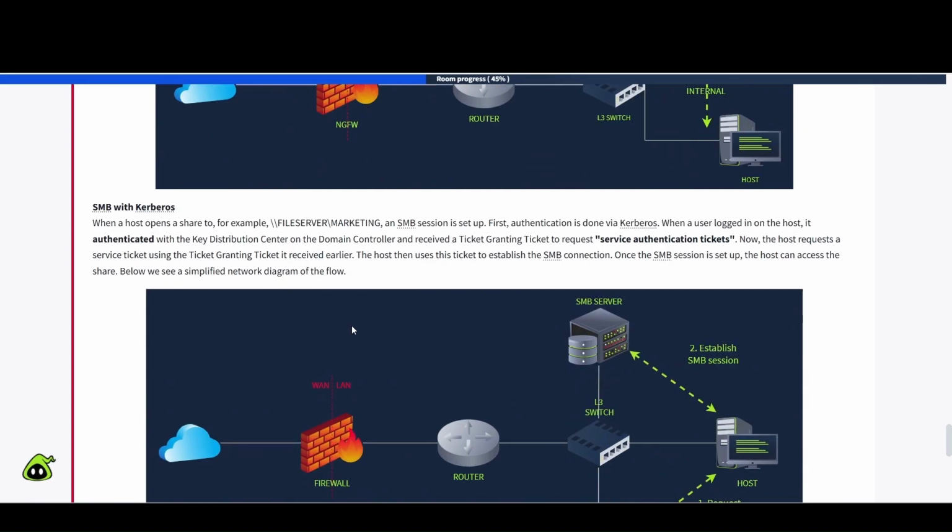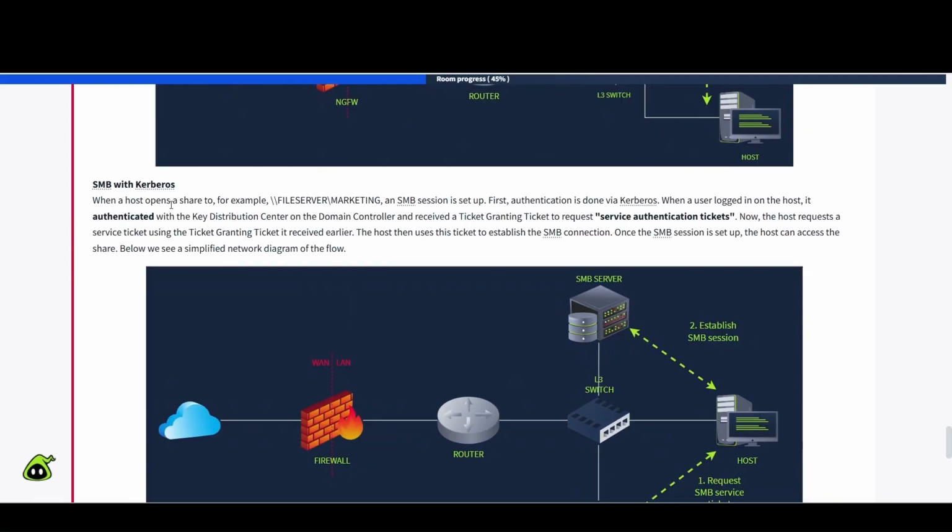And let's continue on. SMB with Kerberos. When a host opens a share to, for example, file share marketing, an SMB session is set up. First, authentication is done via Kerberos. When a user logged in on the host, it authenticated with the key distribution center, or KDC, on the domain controller and received a ticket granting ticket, or TGT, to request service authentication tickets.